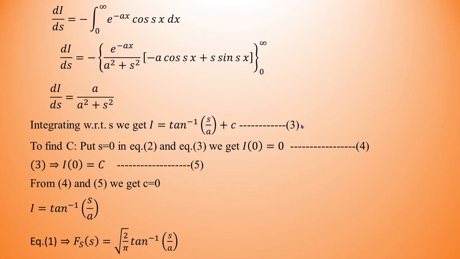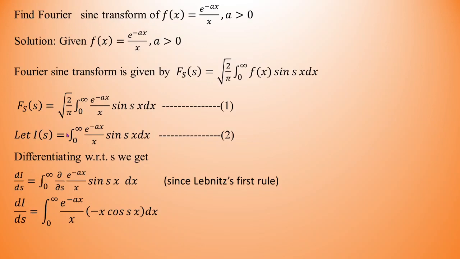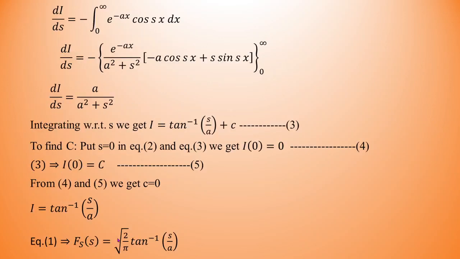Put this in equation number 3, you will get the required I, that is tan inverse of s by a. I is nothing but the Fourier sine transform. You can see I is nothing but the Fourier sine transform, this one. So we will put it as root 2 by pi into tan inverse of s by a. So this is the required Fourier sine transform. I hope the problem is clear to you all.